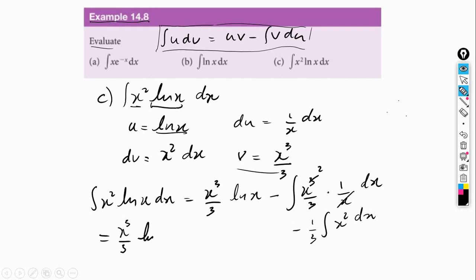natural logarithm of x, minus 1/3. Yeah, the minus is important there. x cubed over 3, and plus c, of course. Okay, and then finally we get x cubed over 3 natural logarithm of x, minus x cubed over 9, plus c. We could have also factored out x cubed over 3, but in this case I didn't do it.